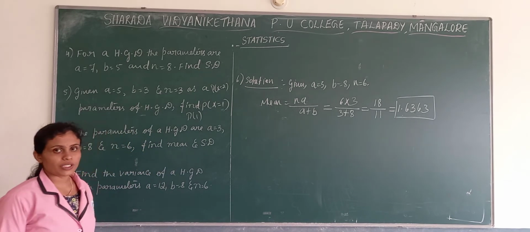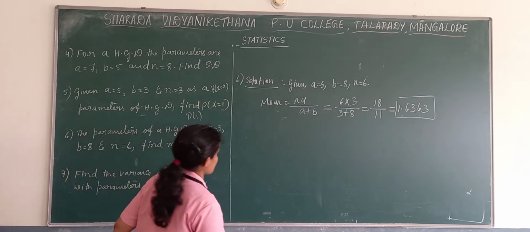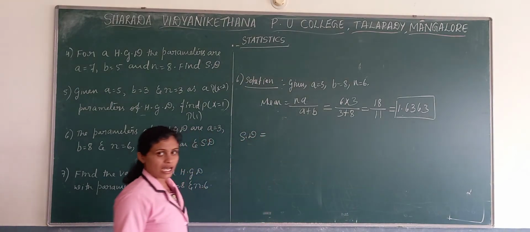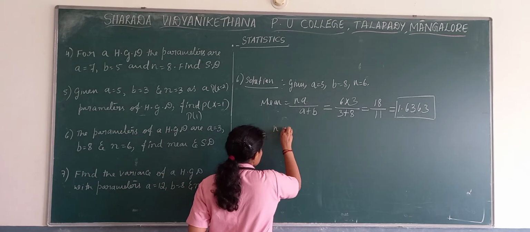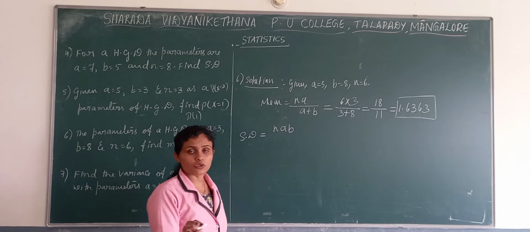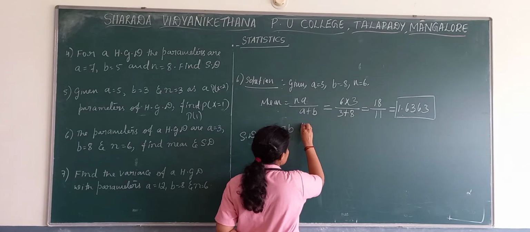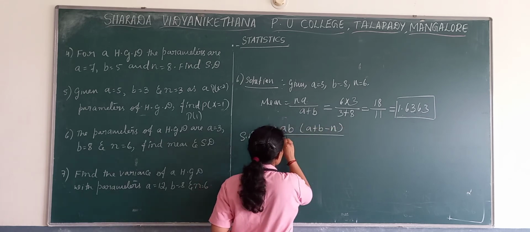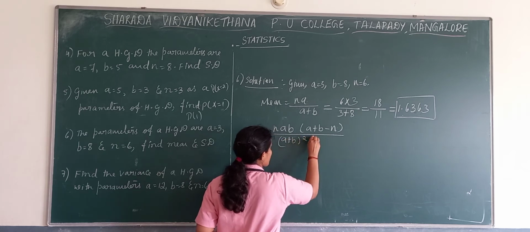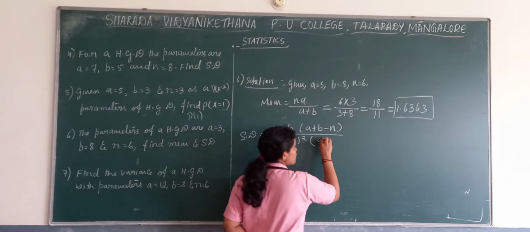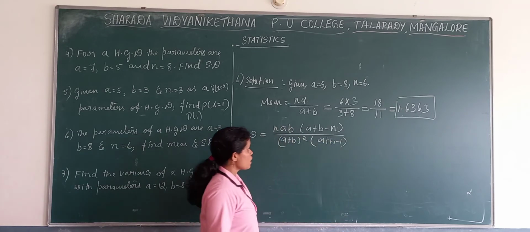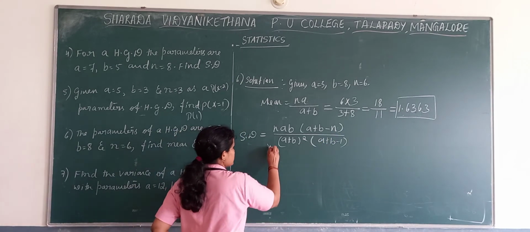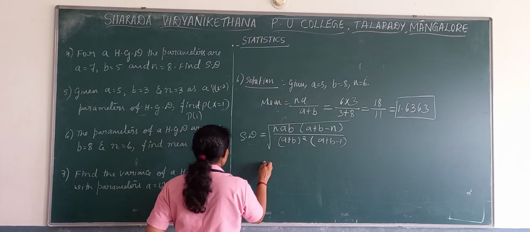Now, after finding out mean, we need to find out their standard deviation. So, what is the formula for standard deviation? Write the formula for standard deviation. That formula goes like nAB, you have to study these formulas. nAB, then A plus B minus n divided by (A plus B) whole square into, once again, A plus B minus 1. Now here substitute.